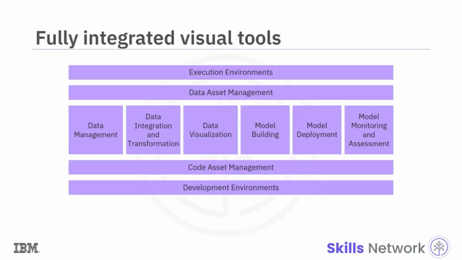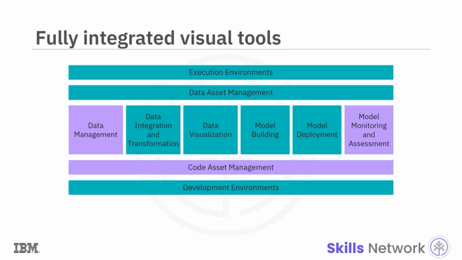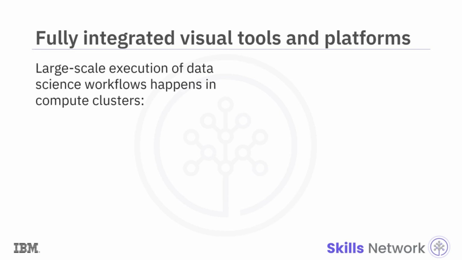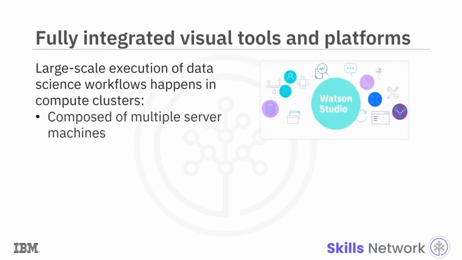Let's again look at the overview of different tool categories. Since cloud products are a newer species, they follow the trend of having multiple tasks integrated in tools. This integration is applicable for the tasks marked green in the diagram. So let's start with the fully integrated visual tools category. Since these tools introduce a component where large-scale execution of data science workflows happens in compute clusters, we have changed the title and added the word platform. These clusters are composed of multiple server machines transparently for the user in the background.